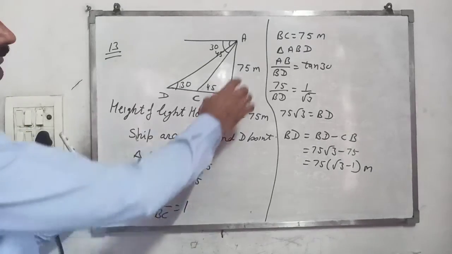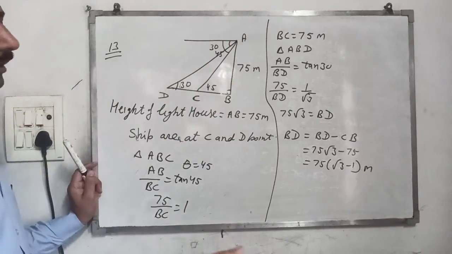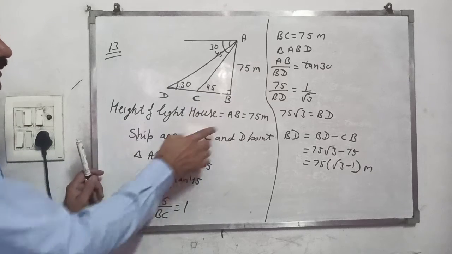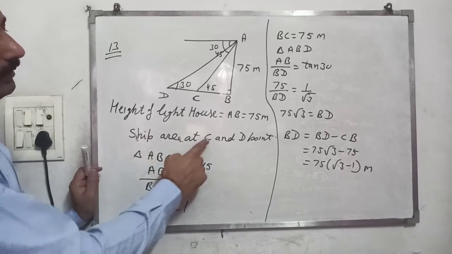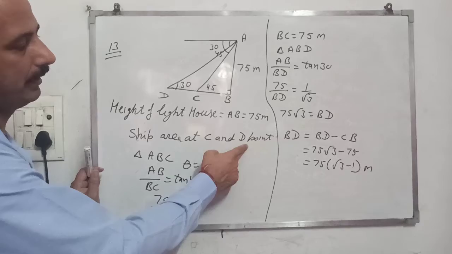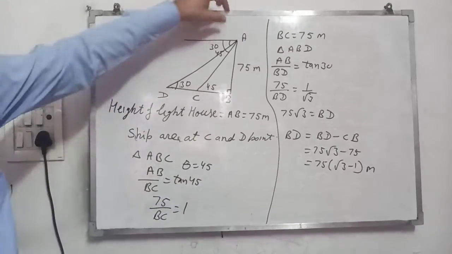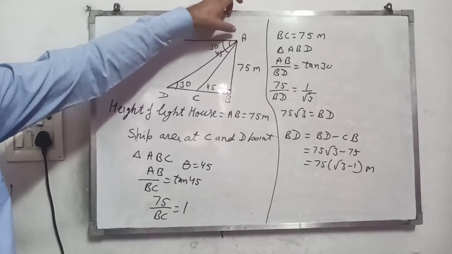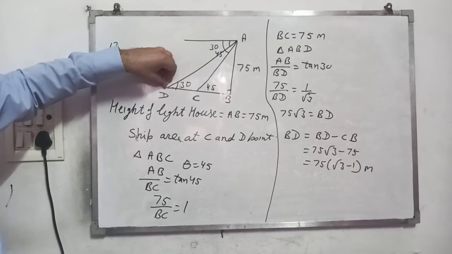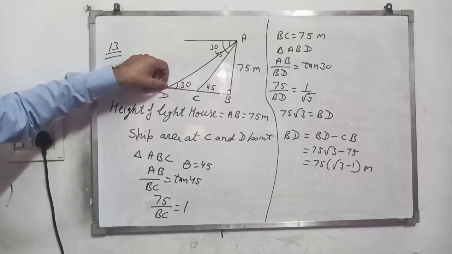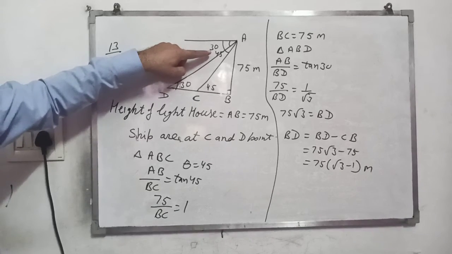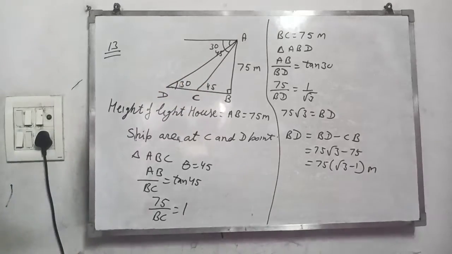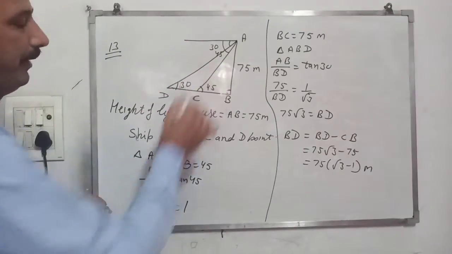Now come to question number 13. Here AB is a lighthouse, that is 75 meter height. And the two ships are located at points C and D. A person is observing from the top of the lighthouse, and the angles of depression of the two ships are 30 degree and 45 degree. Right? That is the angle of depression.